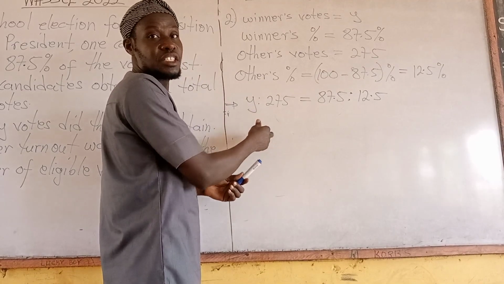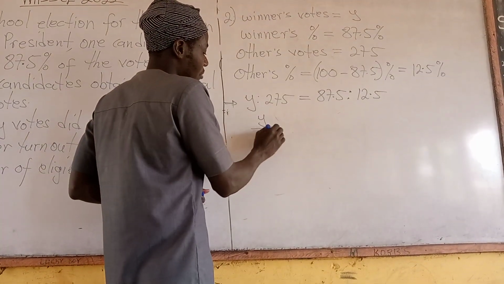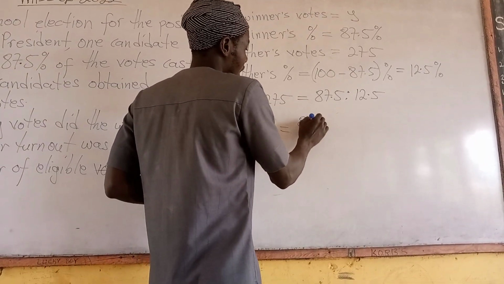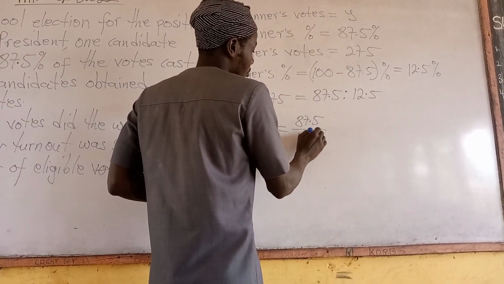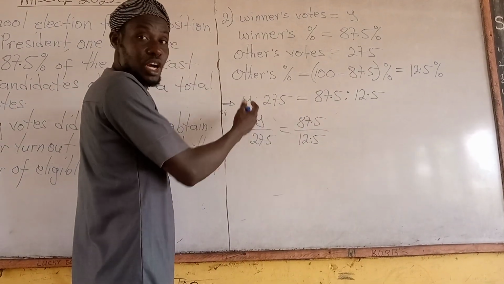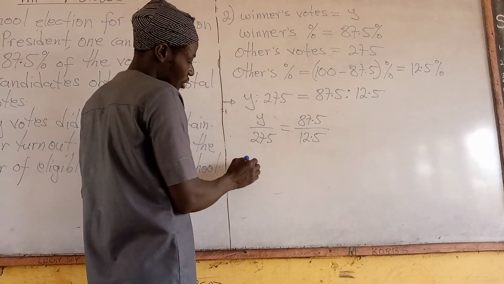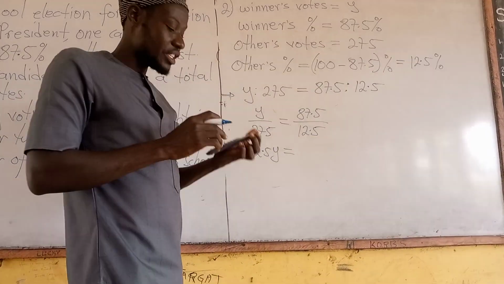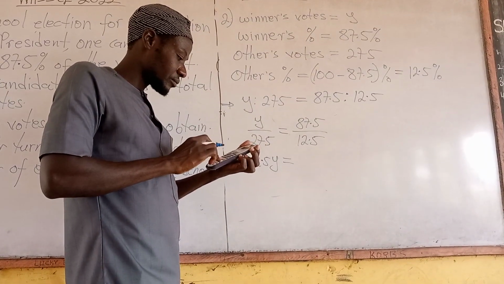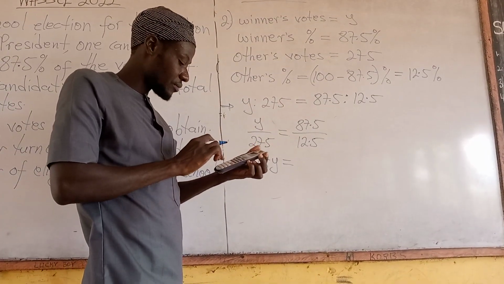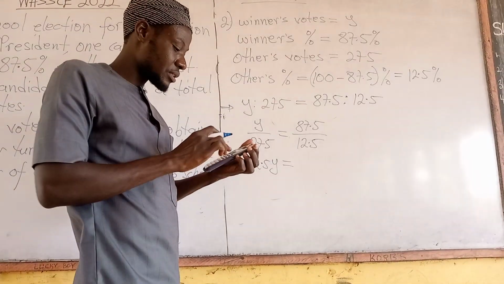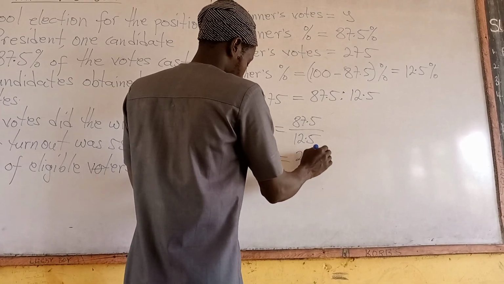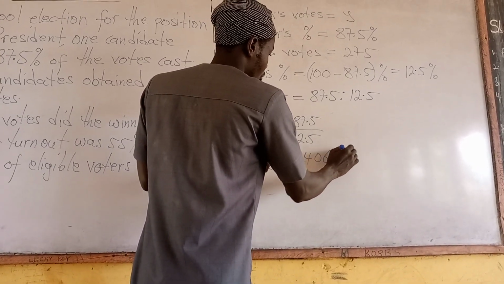So let's rewrite this into common fractions. This will be y divided by 275 being equal to 87.5 divided by 12.5. Then we can cross multiply. So 12.5y is equal to 275 times 87.5, and that will give us 24,062.5.